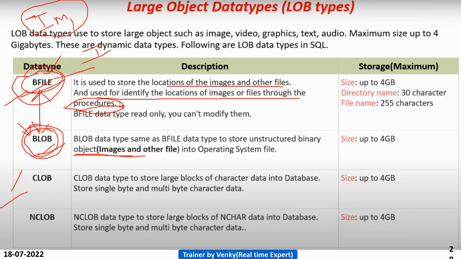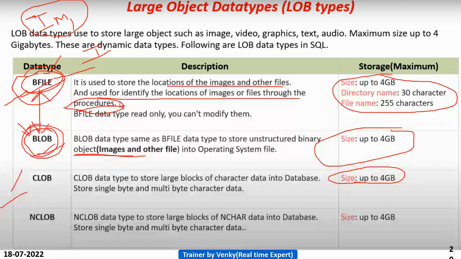So what is the maximum size for BFILE, BLOB and CLOB, guys? The maximum size is 4 GB. But my requirement is I don't want to allocate this much size to that column, CLOB, BLOB or BFILE. I don't need to allocate this much. We can use these in real time.